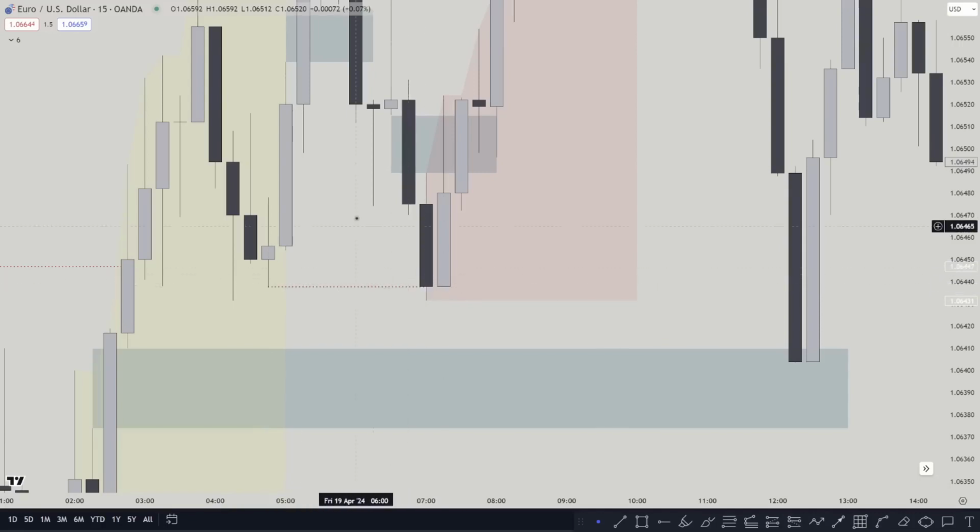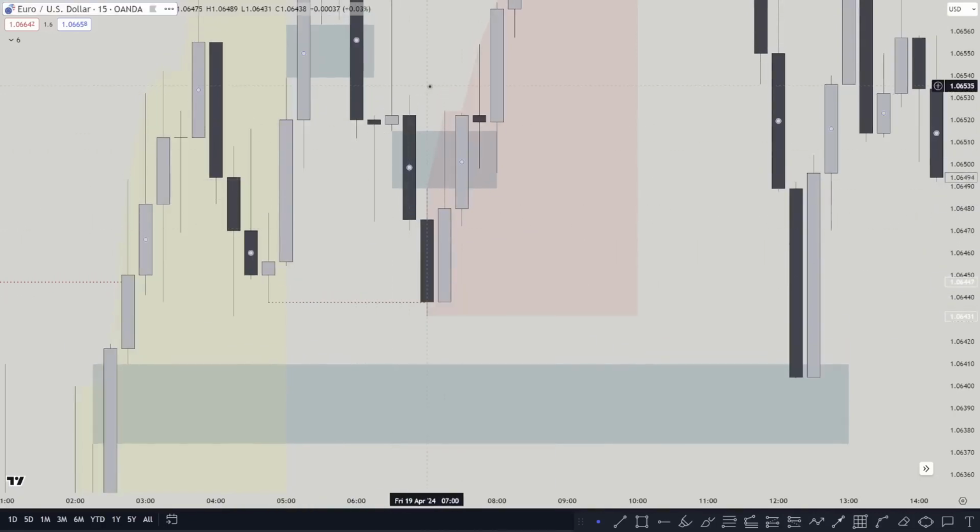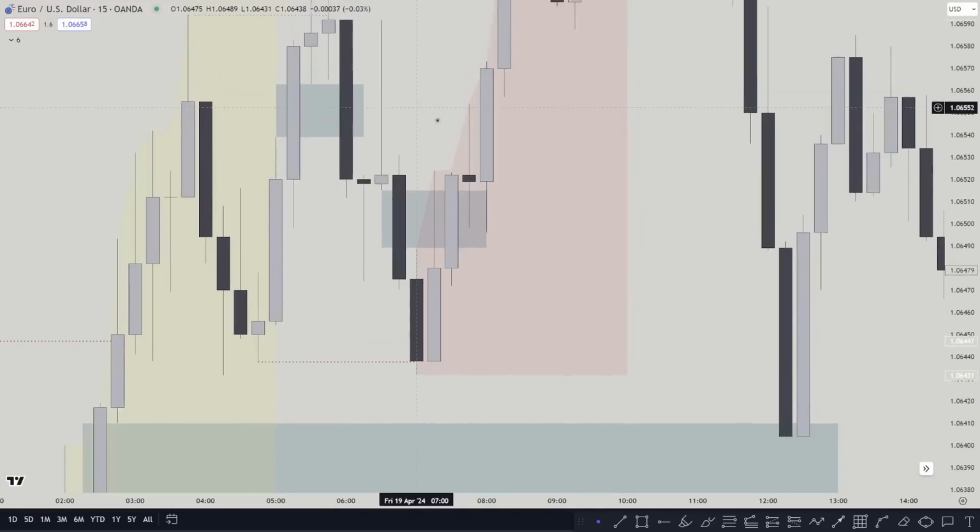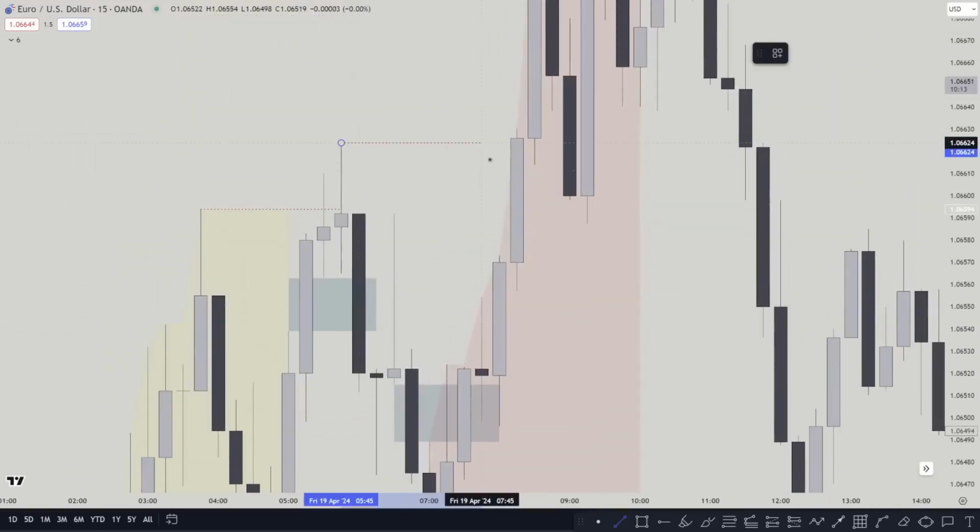Did we have a displacement below? Not really. Then what I'm expecting is for this fair value gap to be inverse. And you see, we closed above it, we came back to it. And where do we go now? To the high that caused that low.